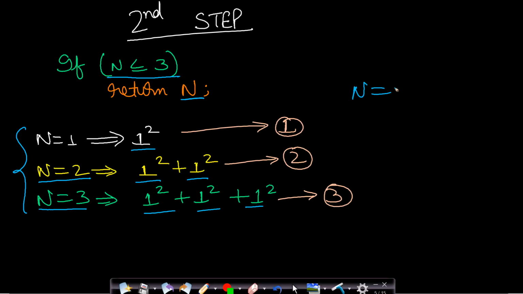And if n value is equal to 0, then you will have to return 0, since there is no perfect square possible.